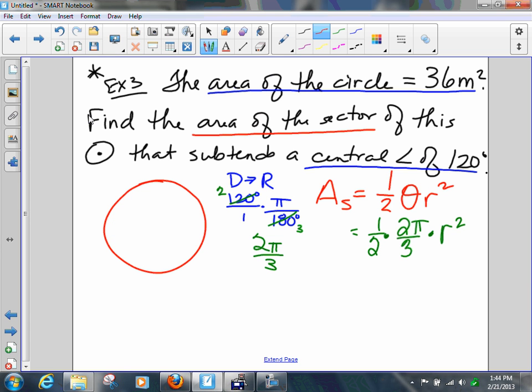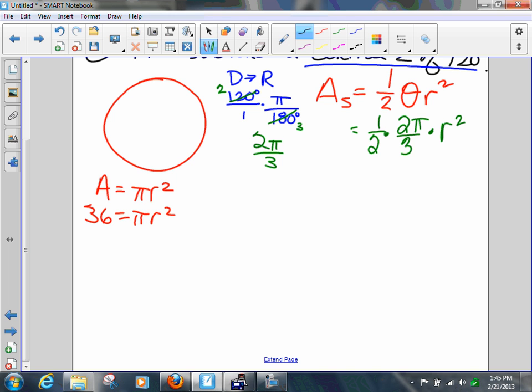Oh, I have the area of the whole circle. What is the area of a circle? What is that formula? Pi r squared. And we know that area is 36. So I can say that 36 is A, right? What will that allow me to find? How am I going to solve for the radius? Divide by pi. This looks weird, but it's totally doable.